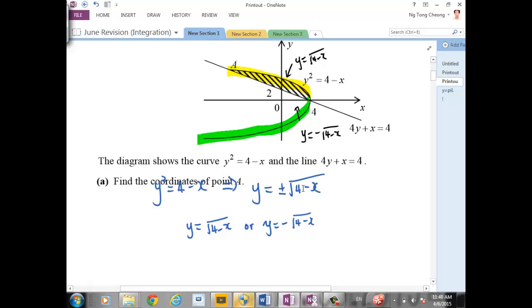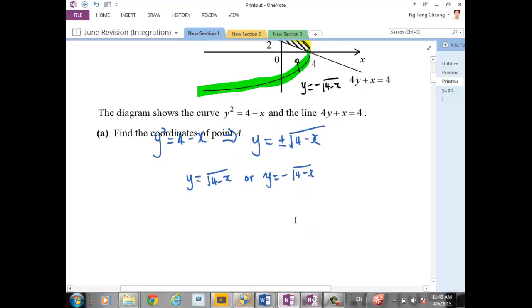Then if you look at the intersection, your coordinate A is actually happening at the positive y values. So when you key into your GC, you can just key y equals square root of 4 minus x into it. So I'll leave you to do that, finding the coordinates. I'll just tell you the coordinates. Okay, so that's it.